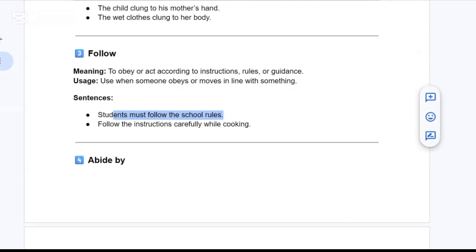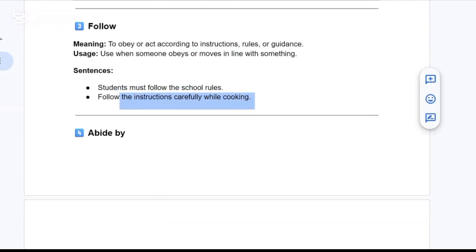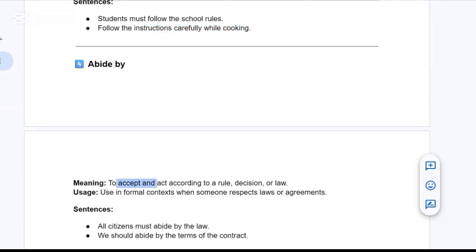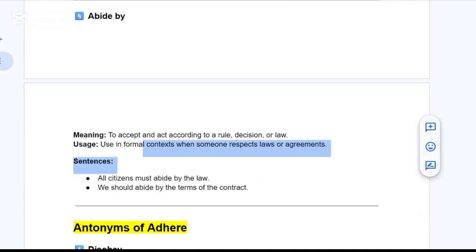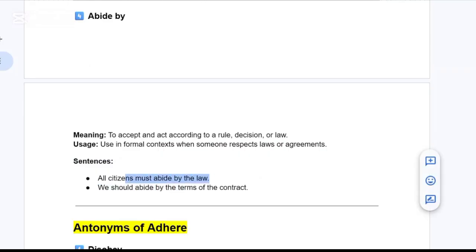Students must follow the school rules. Follow the instructions carefully while cooking. Abide by: to accept and act according to a rule, decision, or law. Used in formal contexts when someone respects laws or agreements. For example, all citizens must abide by the law. We should abide by the terms of the contract.